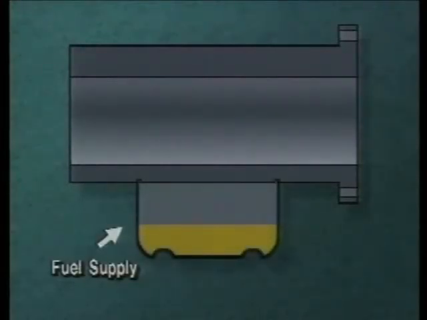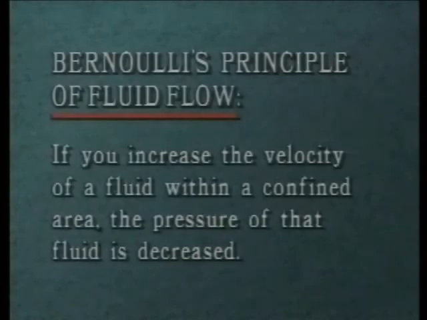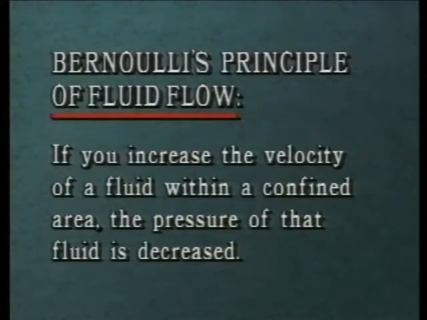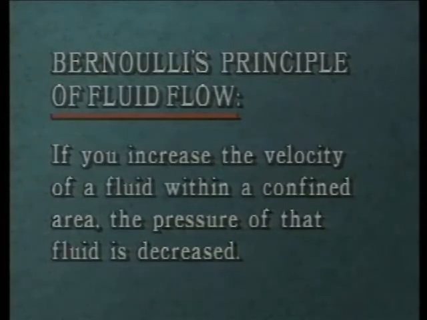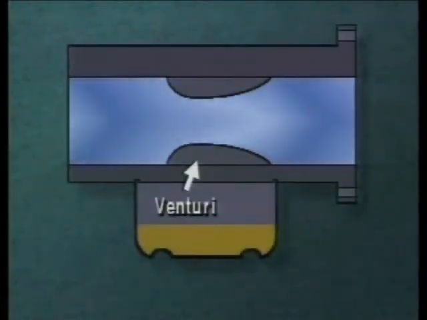But how do we get the gasoline from the bowl into the air passing through the tube? We use a little pressure. You see, there's a principle, Bernoulli's principle, which basically says that if you increase velocity of a fluid, in our case air, in a confined area, you see a decrease in pressure. So, we need to decrease the air pressure in the tube by increasing the velocity at which the air is moving through it. We do that by creating a narrowing in the tube, known as a venturi.